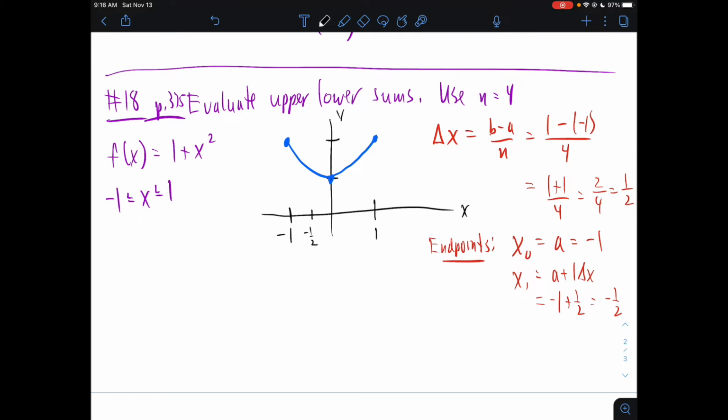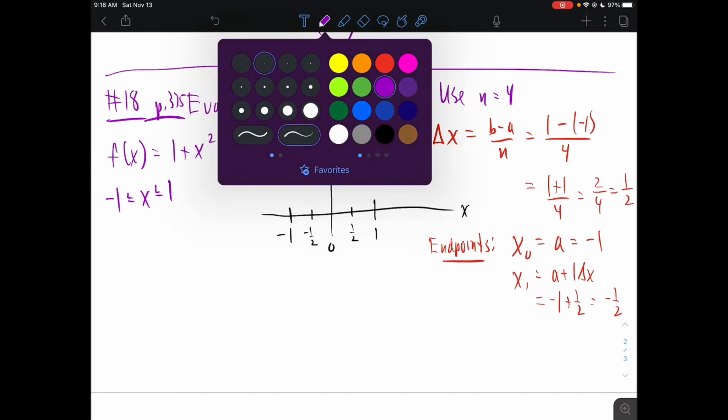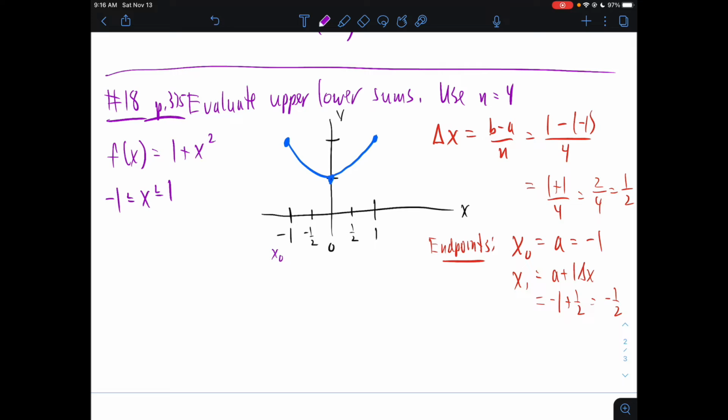Finding the other endpoints, then just remember that you're adding the width as you move along. So we expect that the next endpoint would be at 0, and then the next one would be 0 plus 1/2, which is 1/2, and then the last one would be 1. And we could write our symbols for these below. x0 is -1, x1 is -1/2, x2 is 0, x3 is 1/2, and x4 is 1. Notice this says the same thing that we said before, xn is equal to b.